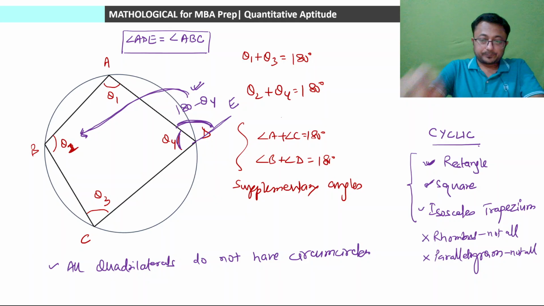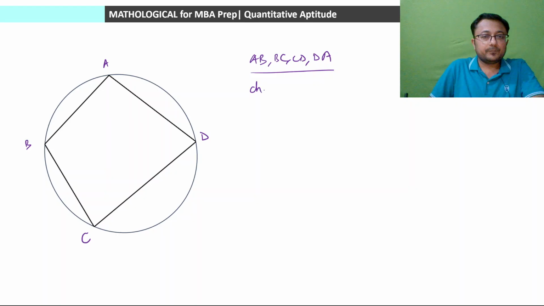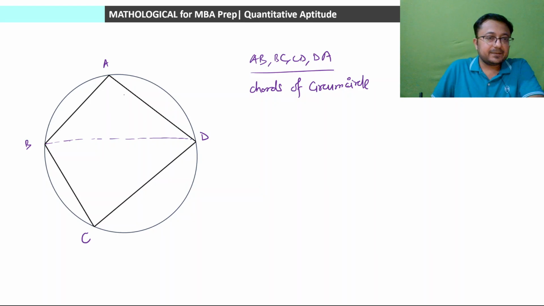In the case of a cyclic quadrilateral, all these lines AB, BC, CD and DA are chords of the circumcircle. So this is also called a chordal quadrilateral. For example, we assumed AB as a chord. Now let's draw the diagonals. One diagonal will be BD, the other will be AC.